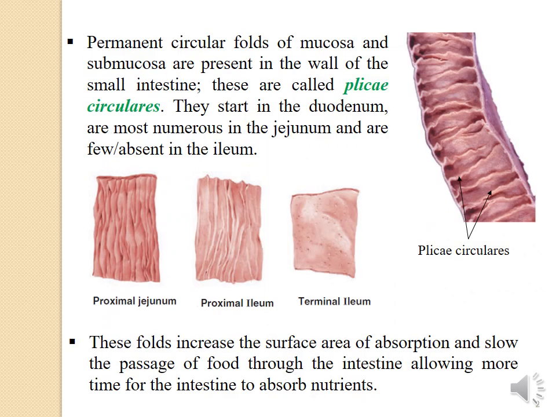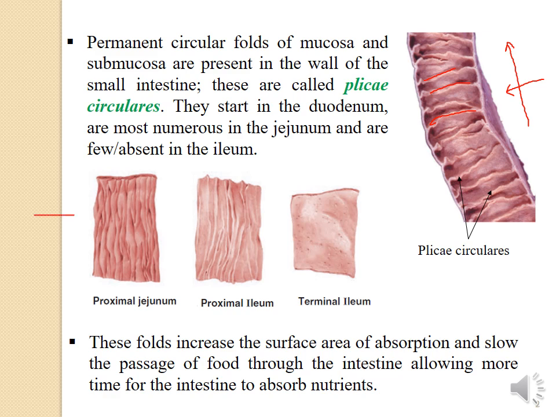Now, permanent circular folds of mucosa and submucosa are present in the wall of the small intestine, and these are called plicae circularis. So imagine, first of all, this is the longitudinal axis of the small intestine, and this is the transverse axis of the small intestine. Now we have folds running along the transverse axis, circular, like these, and these are the plicae circularis. They start in the duodenum. They are most numerous in the jejunum, but they are few or even absent in the ileum.